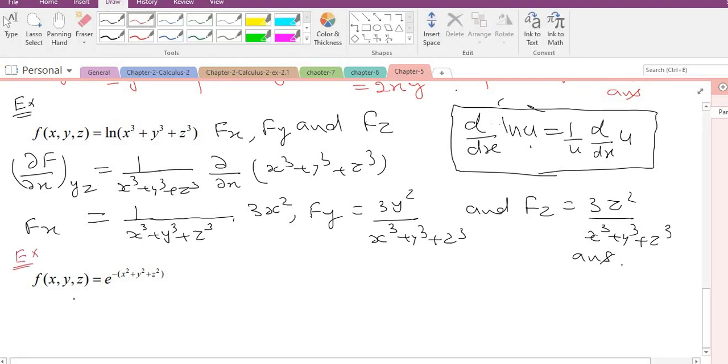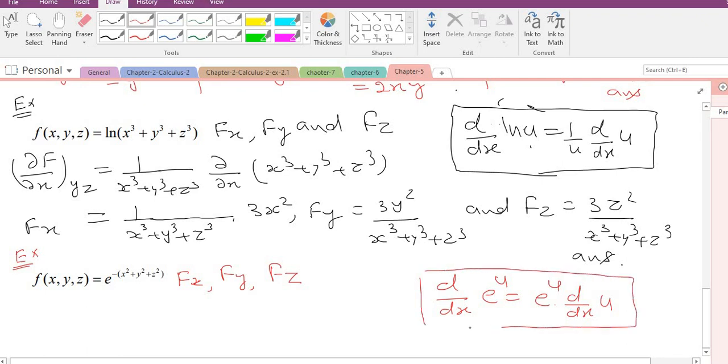If f of x, y, z is equal to e power minus this one, again we need to find f of x, f of y, f of z. If you know only one term, we can write the other values. For that, we can use d dx of e power u, which is nothing but chain rule, e power u into d dx of u. By using this rule, we can find the partial derivative of this function very easily. Here u is equal to minus times of x square plus y square plus z square.